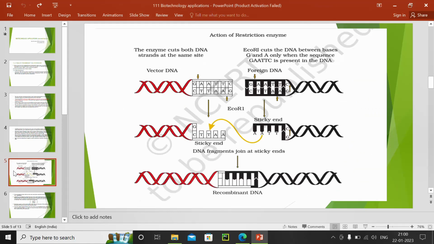So look at this figure. Here is what happens: action of restriction enzymes. The enzymes cut both DNA strands at the same site. This is the vector DNA molecule. This is the foreign DNA molecule. Okay. Here, what is happening? We are cutting both of these strands with the help of the restriction enzyme EcoR1.